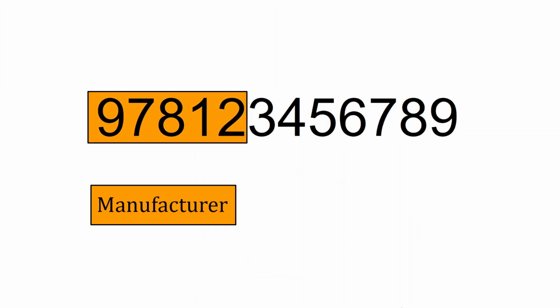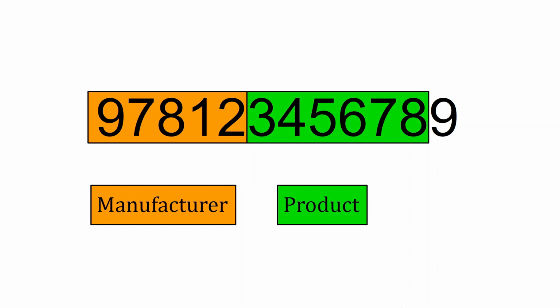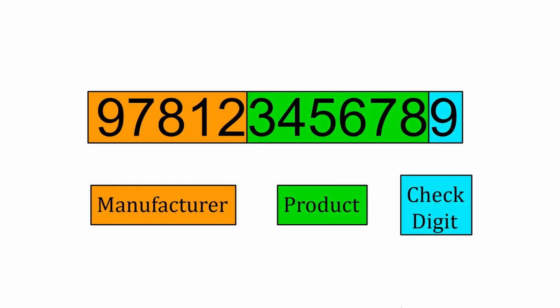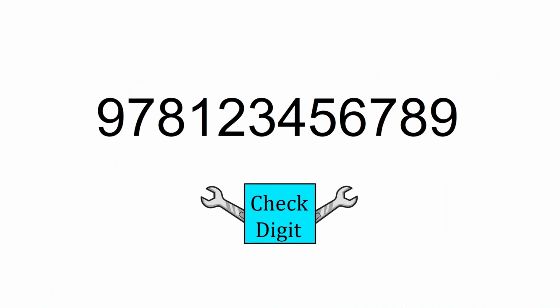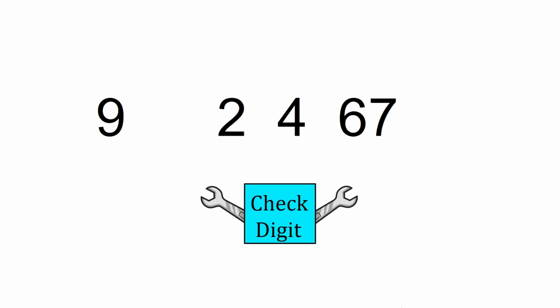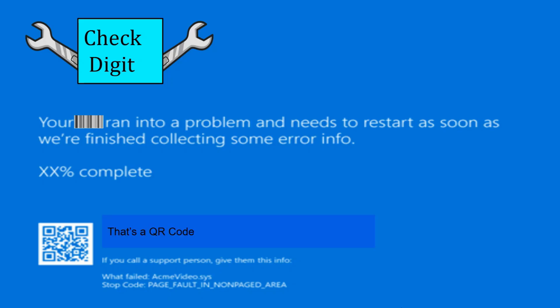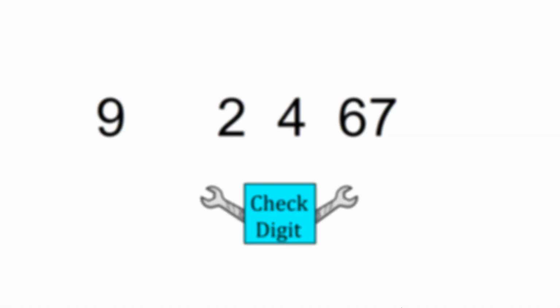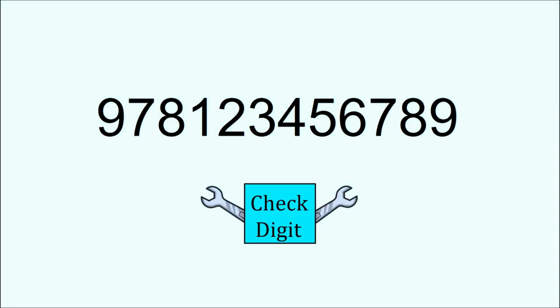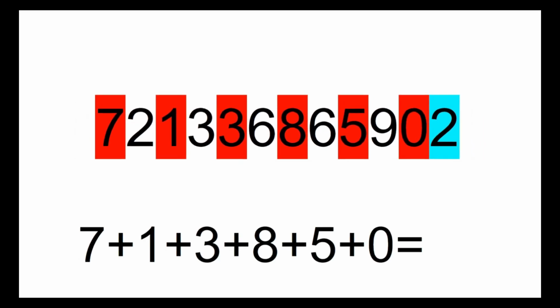The rest of the bars represent 12 numbers. The numbers on the left side generally represent the manufacturer, and the right ones represent the product. The last number is called the check digit, and is used to see if the barcode has been read correctly and fix the code in the case the barcode has been damaged. However, the check digit can only fix a barcode if one number is missing, because if there are two or more, they're kinda cooked.